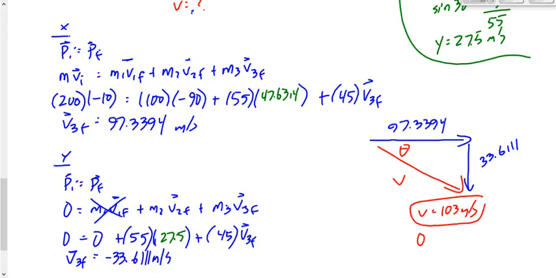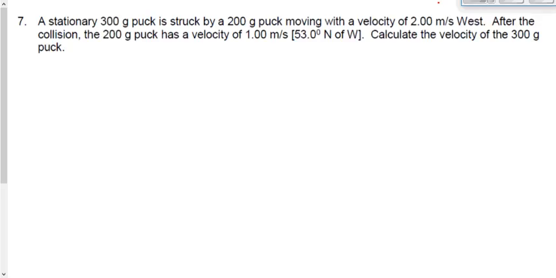And we're going to solve for theta. Theta works out to be 19.0 degrees south of east, using the inverse tan of opposite over adjacent. All right, let's take a look at number 7, the last one that we want to do here.